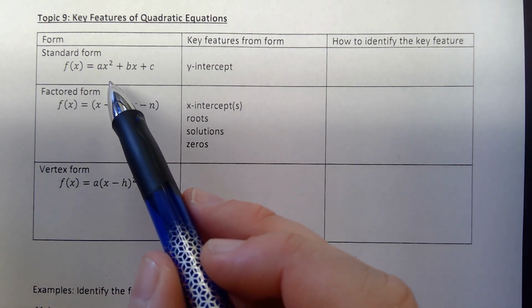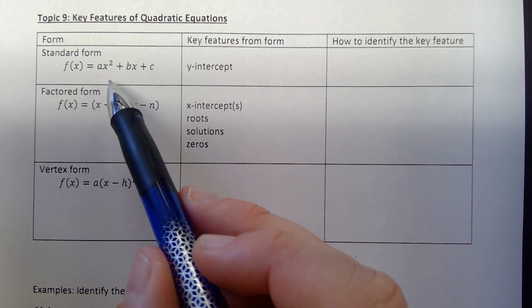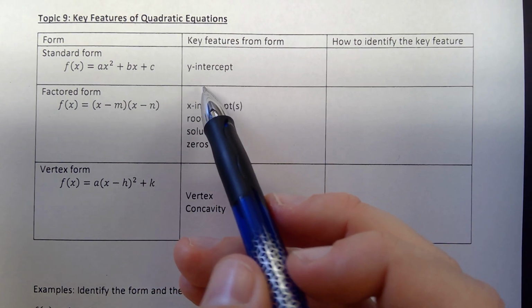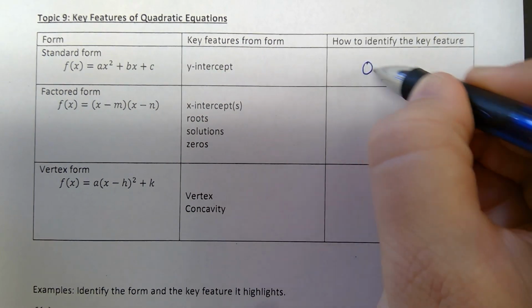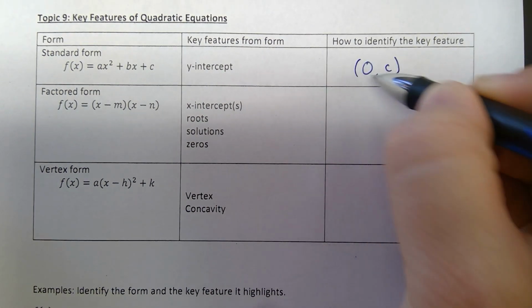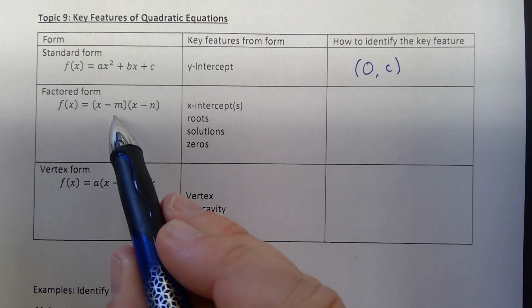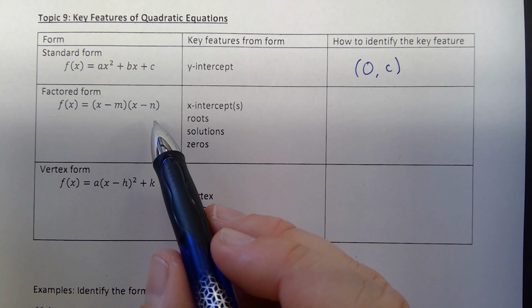Standard form fits in the form ax squared plus bx plus c, and we can find the y-intercept. Our y-intercept can be identified as (0, c). Okay? From factored form, we have (x minus m) times (x minus n).